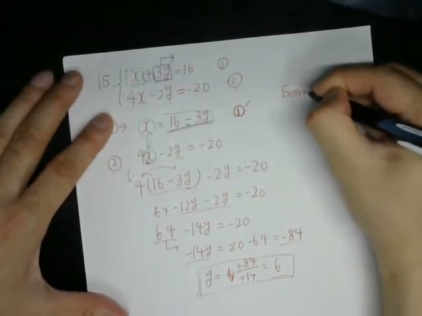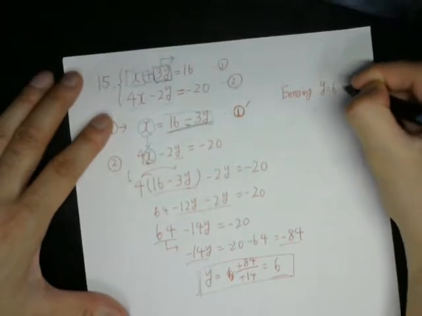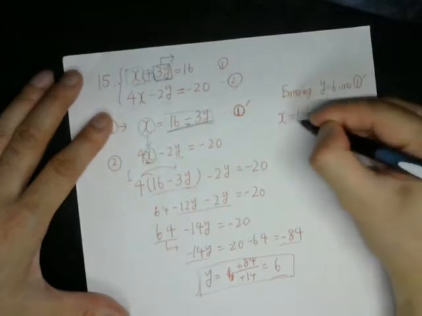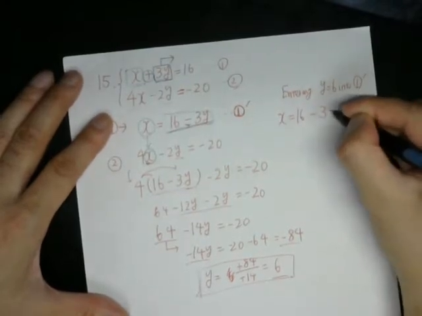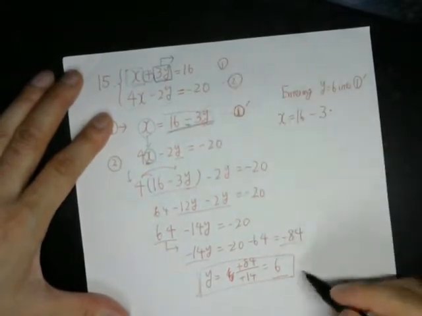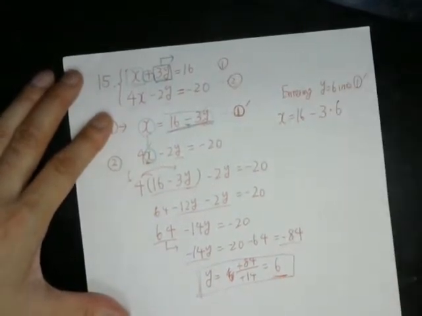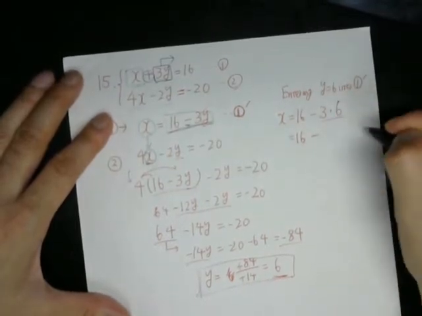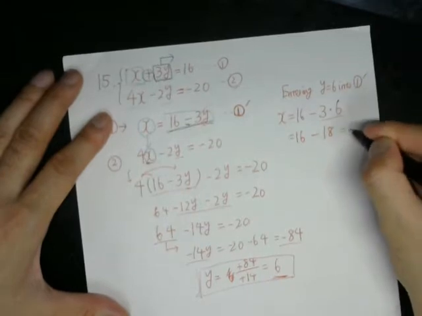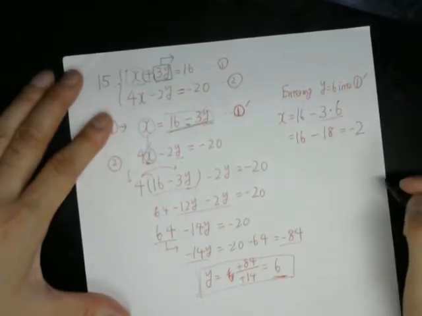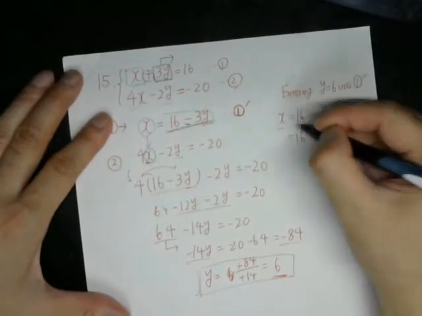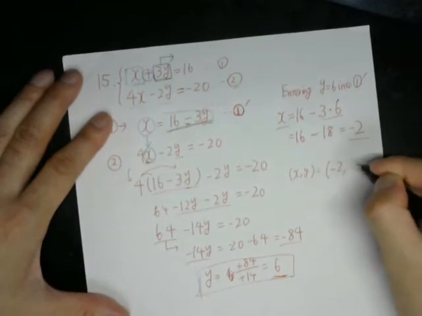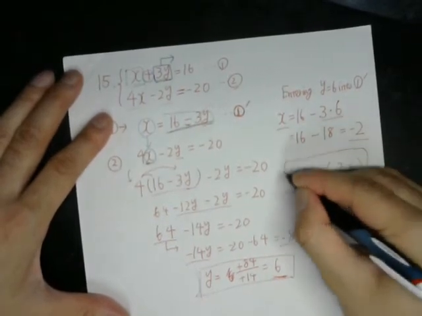Entering y equals 6 into 1 prime, your x becomes 16 minus 3 times y, but our y is now 6, right? We've found that it's supposed to be 6. So 16 minus 3 times 6 is 18. It's negative 12, negative 2. Yeah, negative 2. So that's it. The answer is negative 2 and 6.